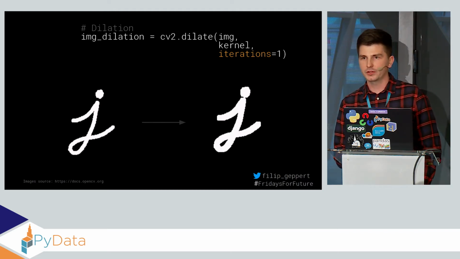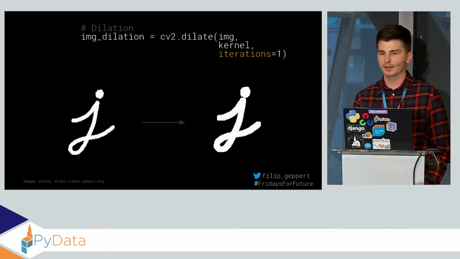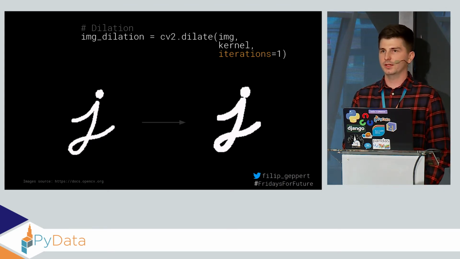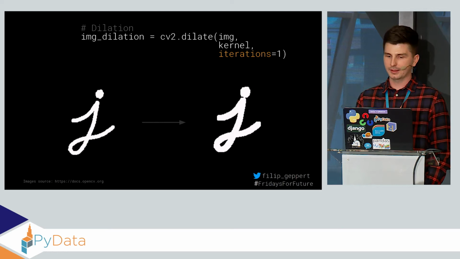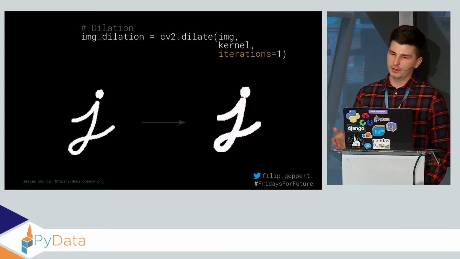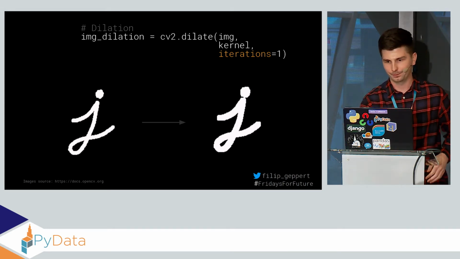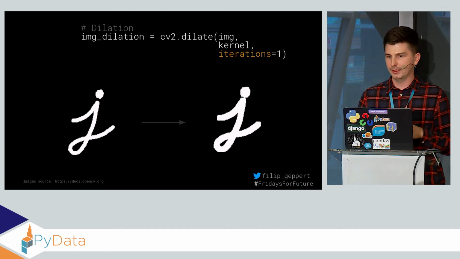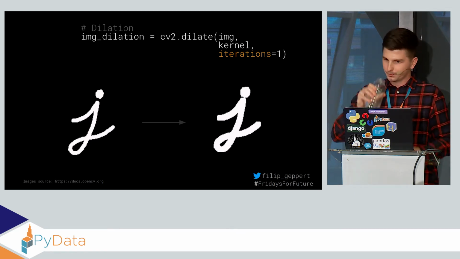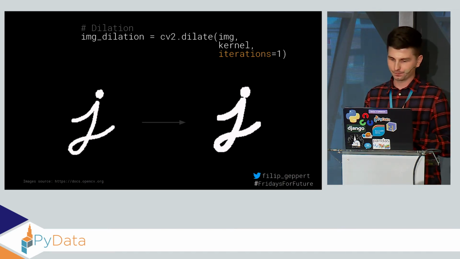The opposite operation is dilation, when we also slide the kernel through it, and this time the kernel checks if all pixels within the kernel are black. If all are black, the result is a black pixel. If there is at least 1 white pixel, the result will be the white color. And the iteration parameter tells you how many times this operation should be done.